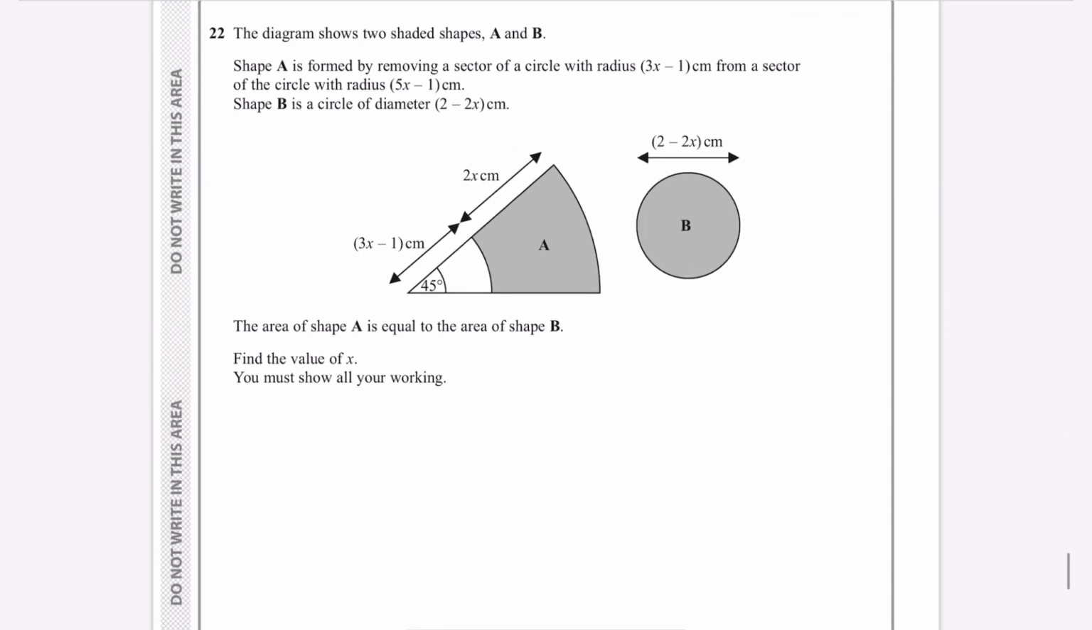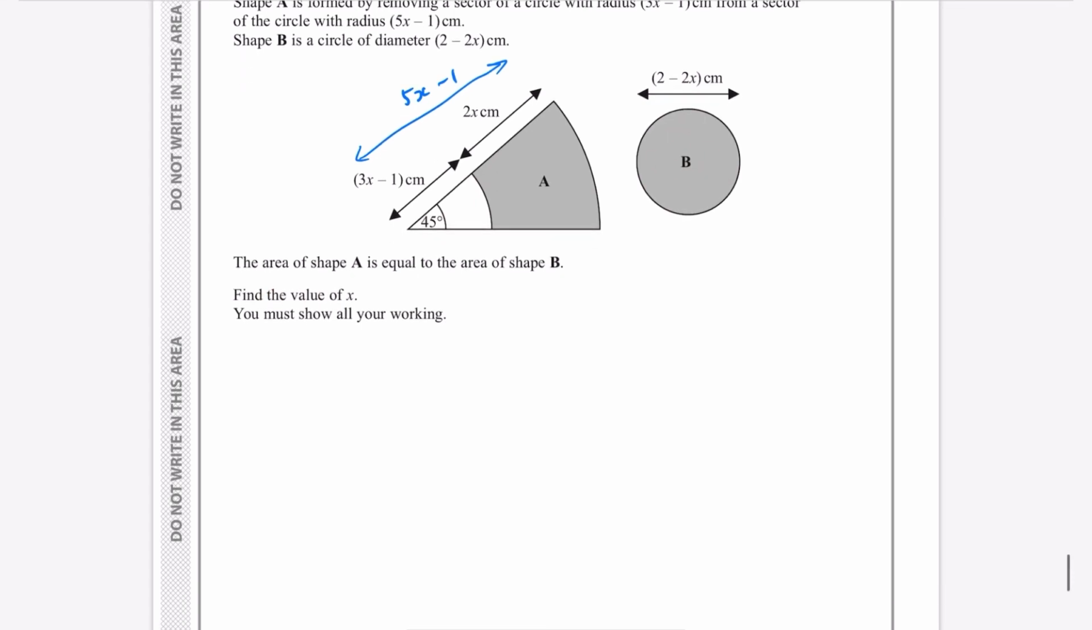This one says we have two shaded shapes, A and B. Shape A is formed by removing a sector of a circle with radius 3x minus 1 from a sector of a circle with radius 5x minus 1. So they've actually told us that this whole radius is 5x minus 1. Kind of obvious though, because 2x plus 3x minus 1 is 5x minus 1. Shape B is a circle with diameter 2 minus 2x. And they're telling us that the area of this shaded grey part is equal to this area as well. Find the value of x.